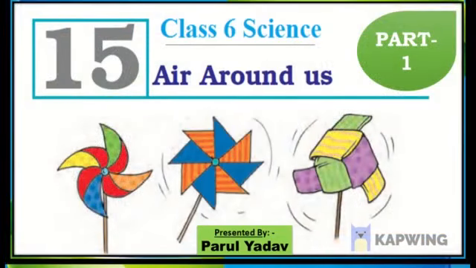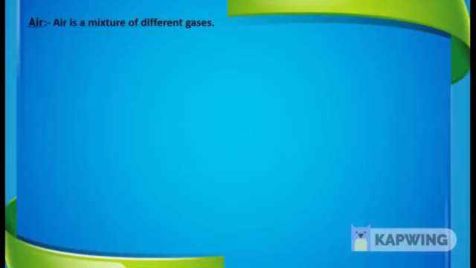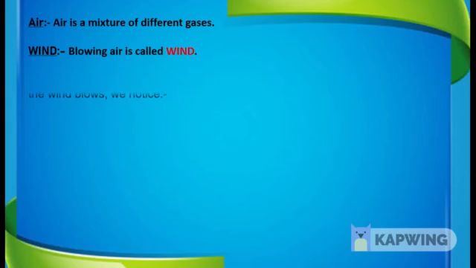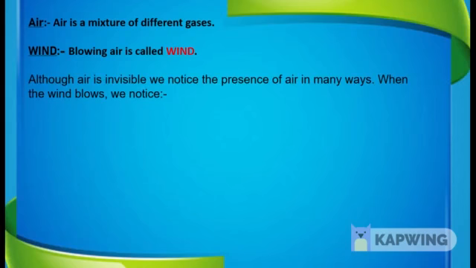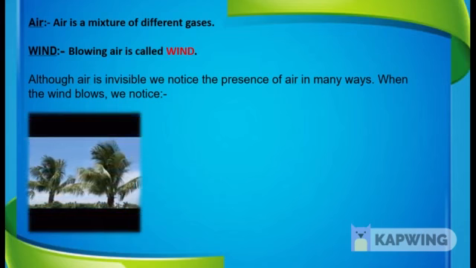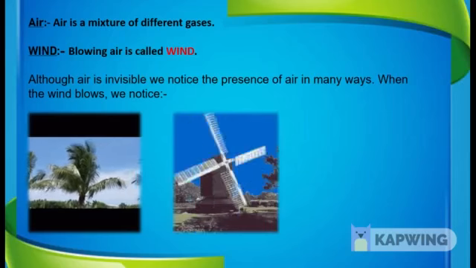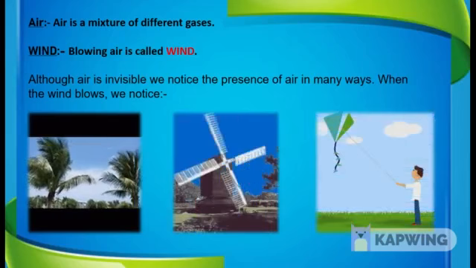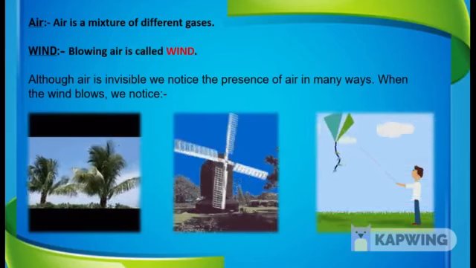So, now in chapter 15, Air Around Us, we will learn about air in detail. Now, what is air? Air is a mixture of different gases. Blowing air is called wind. So we know that we cannot see air as it is invisible, but we notice the presence of air in many ways. When the wind blows, we notice rustling of leaves, movement of windmill, and flying of kite.